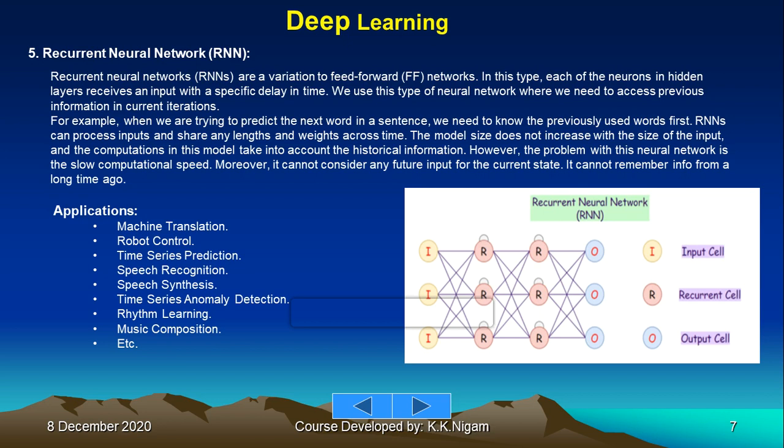However, the problem with this neural network is slow computation speed. Moreover, it cannot consider any future input for the current state. It cannot remember info from a long time ago. Applications in this are machine translation, robot control, time series prediction, speech recognition, speech synthesis, time series anomaly detection, rhythm learning, music composition, etc.